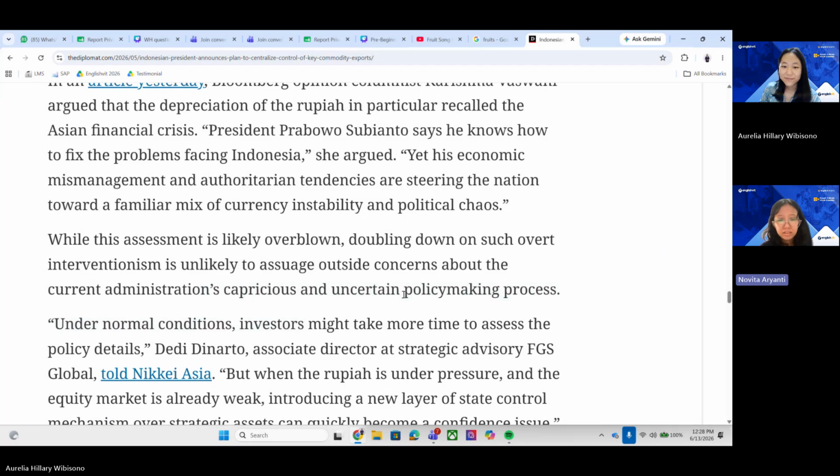Capricious and uncertain policy making process. This one describes the personality of the current administration.